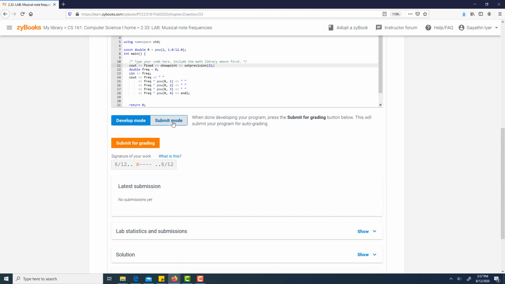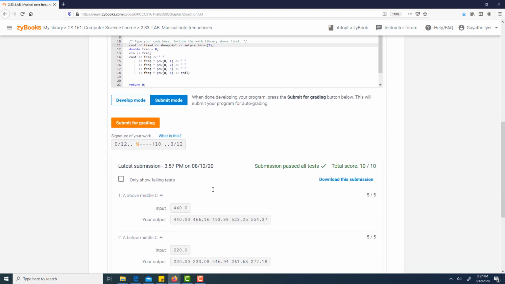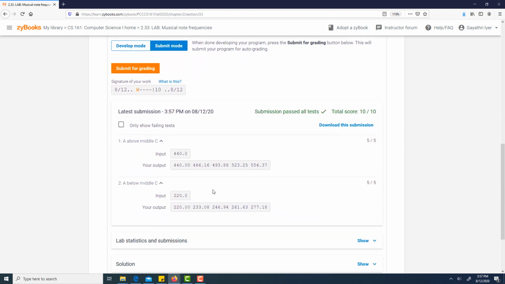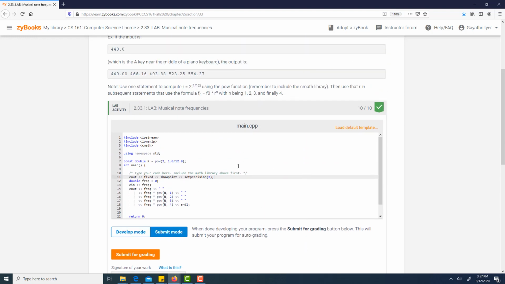So I'm going to go to submit mode and try to submit it. Let's see what we get, because that's where it actually runs their tests to see if all our answers are right. And look, it says it passed all the tests. So that's good. Don't worry about the mistakes. If you make mistakes, just go back and fix them and try again. Okay, I'll see you in the next video.